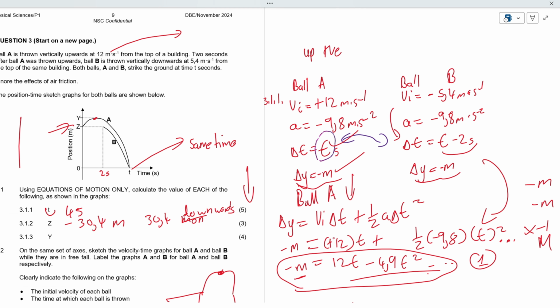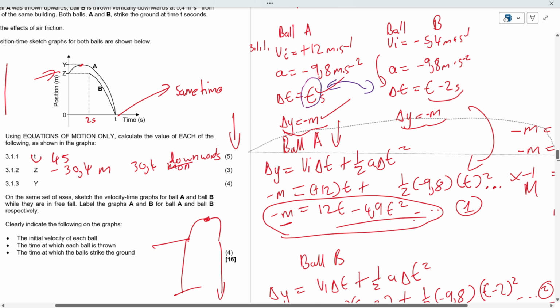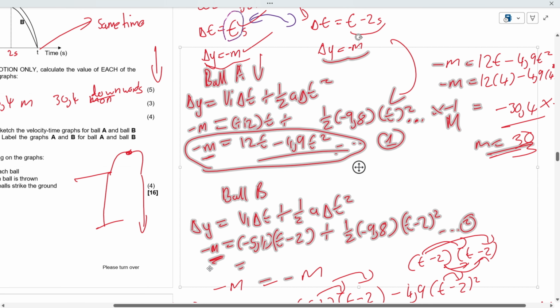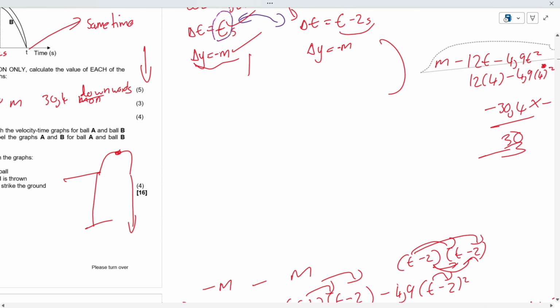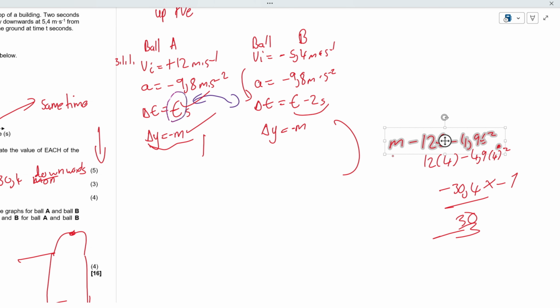My screen is crowded, and I also don't want to rub out important things at the same time. So let me just rub from here. Let me rub from here, and then we'll see if this space will work. Let me also wrap this. Okay, see.